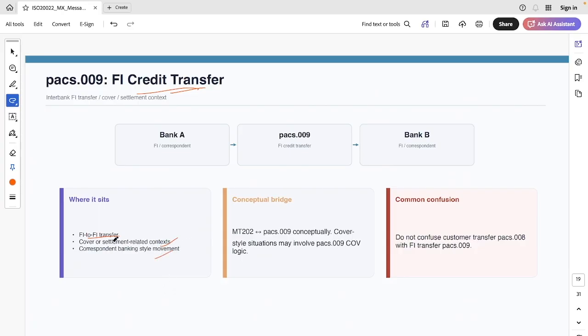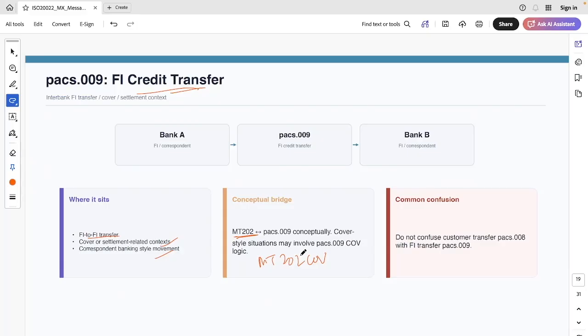In the MT world, people often compare PACS.009 conceptually with MT202. In certain cases involving cover logic, people also discuss MT202 cover. But again, do not treat this as a blind one-to-one mapping. The exact usage depends on the guideline and the business scenario.